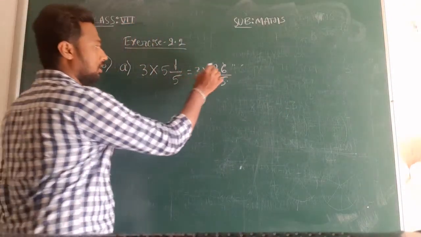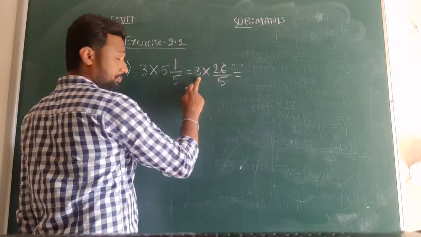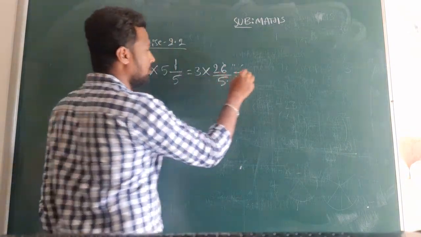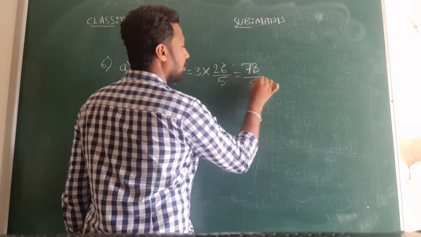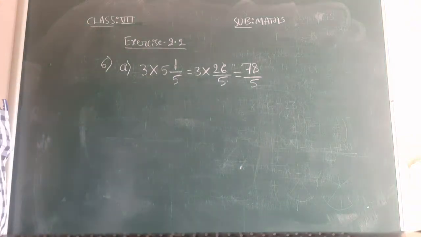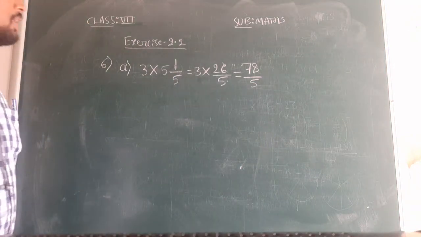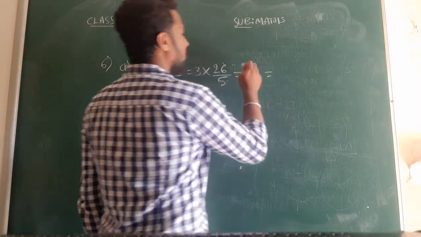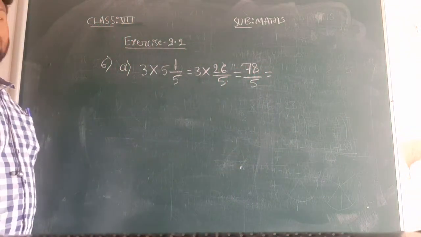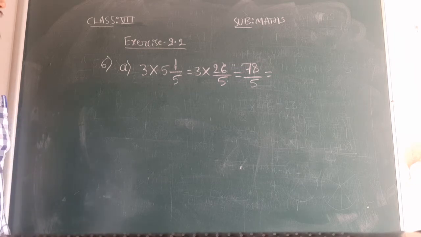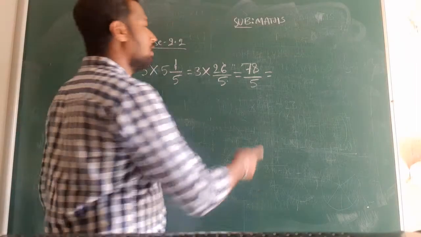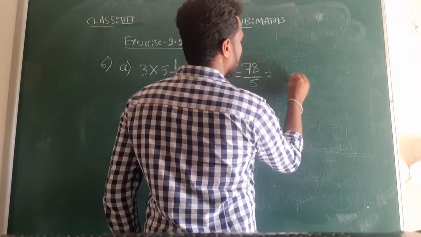So 3 into 26 we will get. We have to multiply this. 3 into 26 means what we will get? 78. So 78 by 5. 3 into 26 means 78 by 5. So now we have to express this in the form of a mixed fraction. How will you express this 78 by 5 in the form of a mixed fraction? Here in the base we should get 5 only.